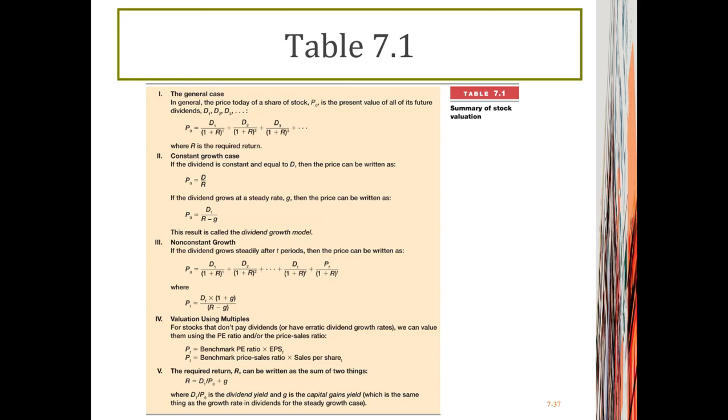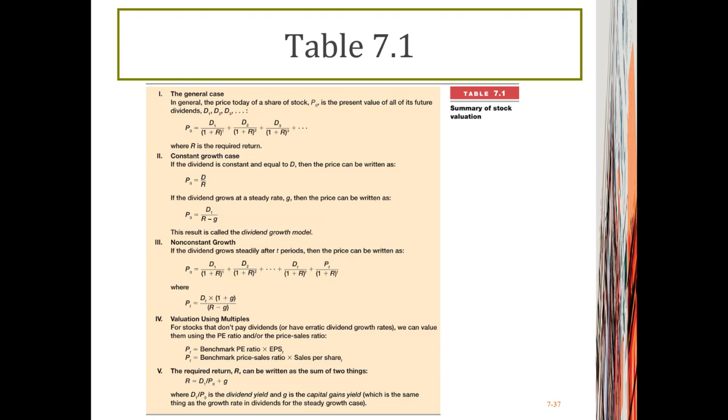And to make the general case useful for certain scenarios, we developed several alternative models. The first one is the constant growth case, and here the constant growth rate could be 0. If that is the case, then we utilize the perpetuity mechanism to get the preferred stock price. Preferred stock price simply equals the dividend divided by the required rate of return.